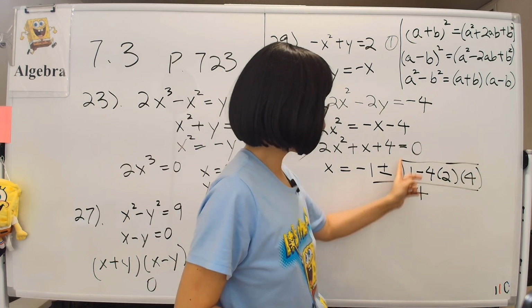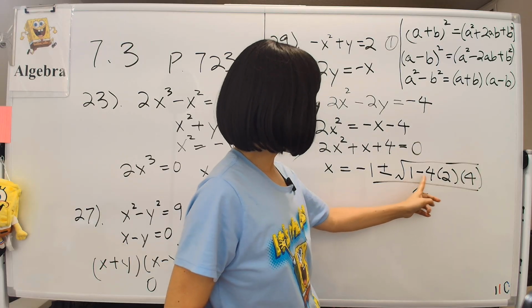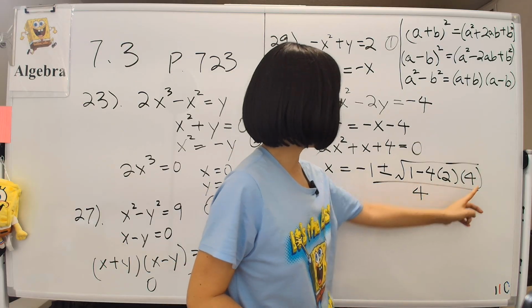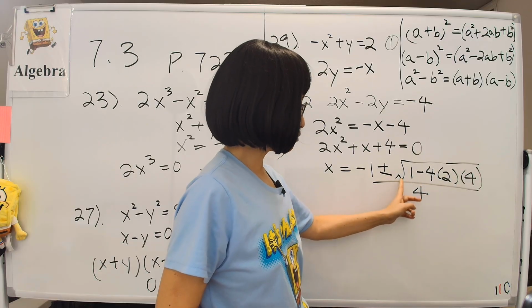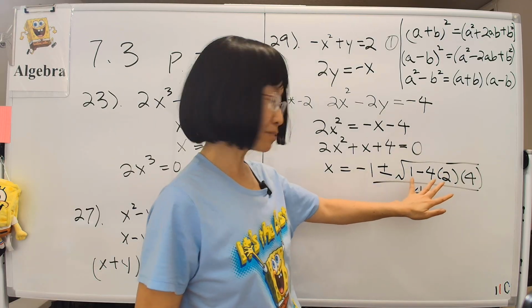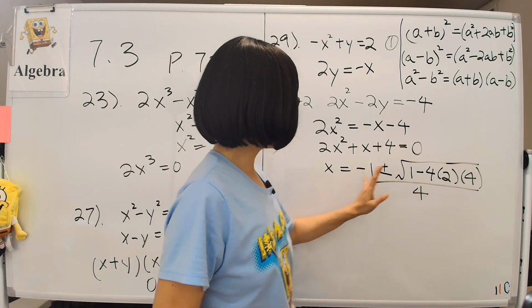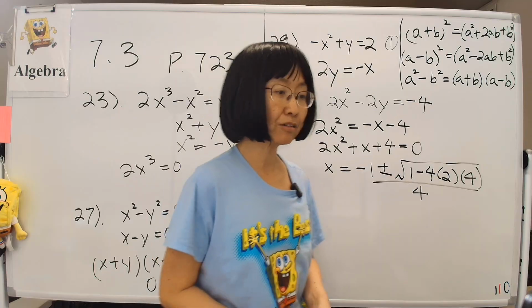Now look at this part in here. This part under the square root sign is called the discriminant. Now you have 1 minus something, all positive, and that's a number that's much bigger than 1, which means we're taking the square root of a negative number. And we're not accepting complex numbers right now. So there is no solution to this problem, period. So the answer to this problem is no solution.